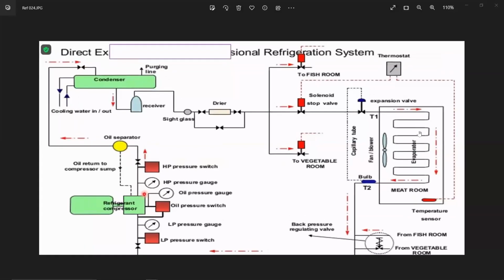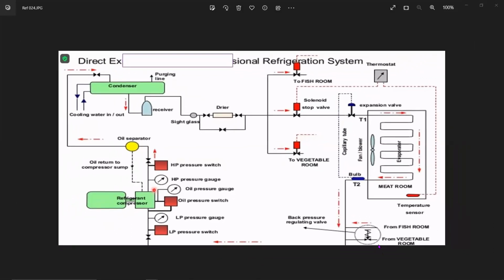So you see this one idea where you have got the evaporator of a meat room, a fish room, and a vegetable room. So all the three are going out, and all the three will be coming back. Now only this is the back pressure regulating valve in the outlet from the veg room. So see, what we are not concerned with is the outlet of the meat room basically going out here. What we are concerned with is the pressure drop in the inlet of the compressor.